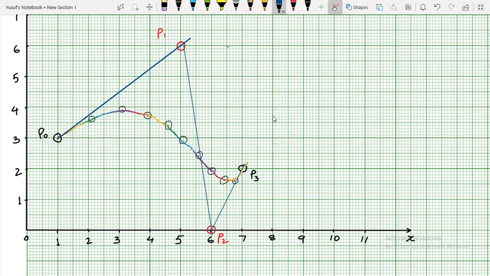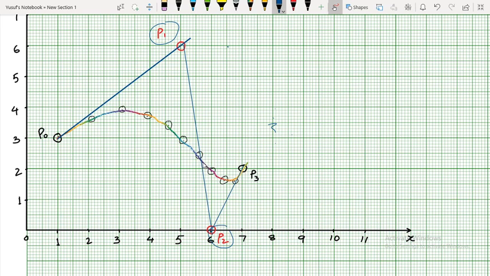Okay, this is a Bezier curve for the two control points. This is control point 1. This is control point number 2. This is the start point and this is the end point, and the in-between points we have calculated by using the Bezier curve equation. It is the simplest form of the curve, and it will be asked for 10 marks.